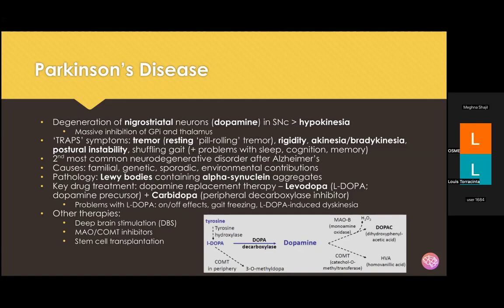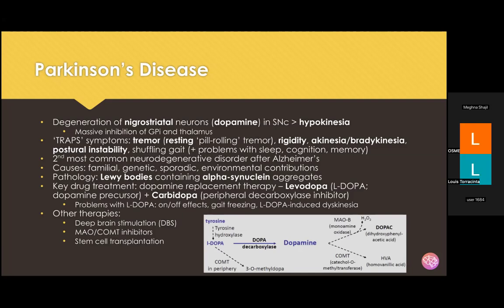And then the key drug treatment, as we mentioned: what's the main thing that the substantia nigra is doing? It's producing dopamine. So how do you fix Parkinson's? Well, you give them dopamine because that's what they've lost. So typically you give them levodopa, which is a dopamine precursor, which they then turn into dopamine within their body. There are certain problems with levodopa, but it's the best drug and it's really the key drug for helping people with Parkinson's.